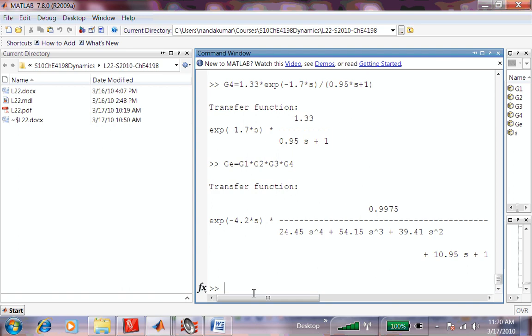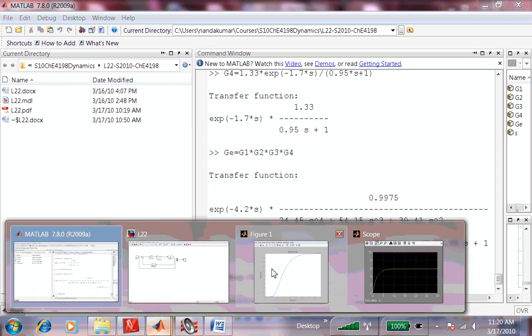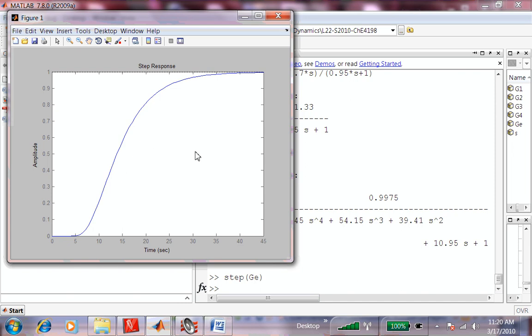This is where I say I will restrict this to a second-order system for you to be able to do partial fractions and go back. So what do I need to do at this stage to plot the response? Step, G effective. There you have it. So you can see a time delay of about 4.2. Nothing happens. And then it starts taking off like a sigmoidal curve.